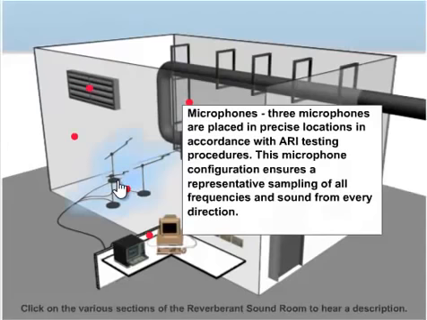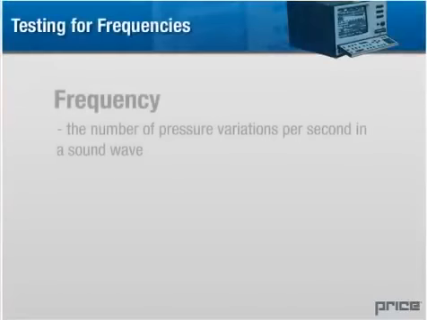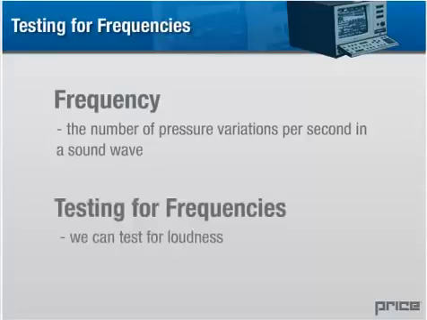Microphones. Three microphones are placed in precise locations in accordance with ARI testing procedures. The microphone configuration ensures a representative sampling of all frequencies and sound from every direction. As you may recall from our previous chapter on frequency, frequency is the number of pressure variations per second in a sound wave.